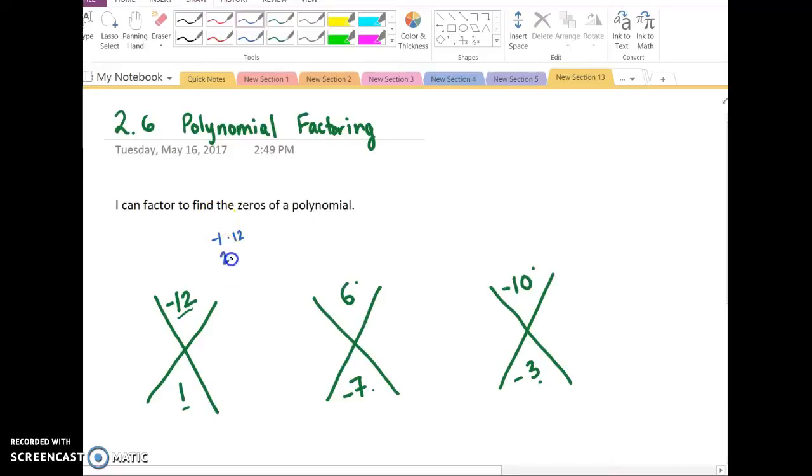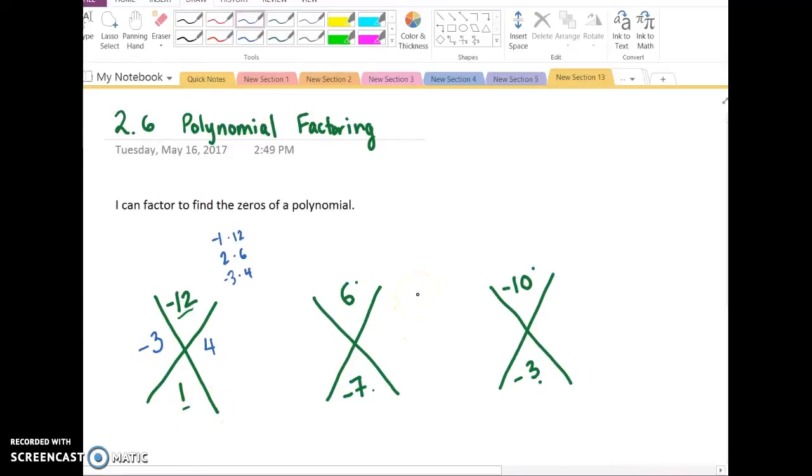I have 2 times 6. And I have 3 times 4. Those are really the only things that multiply to make 12. But if it has to make a negative 12, then I need to make one of the numbers negative, and then it has to add to make 1. So if I make this a negative 3 and a positive 4, notice how I won the game, because negative 3 times 4 is negative 12, and 4 plus negative 3 is 1.